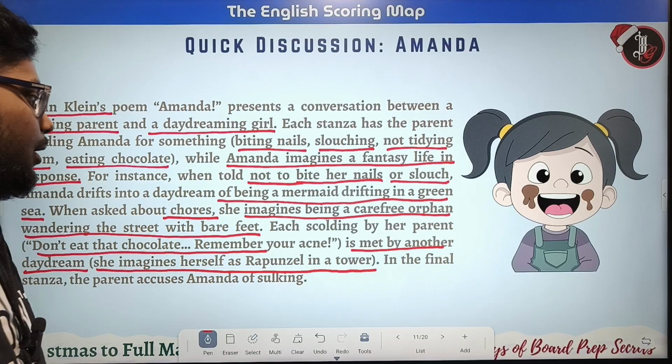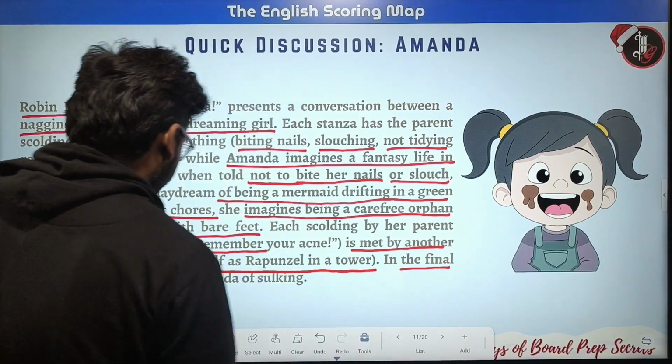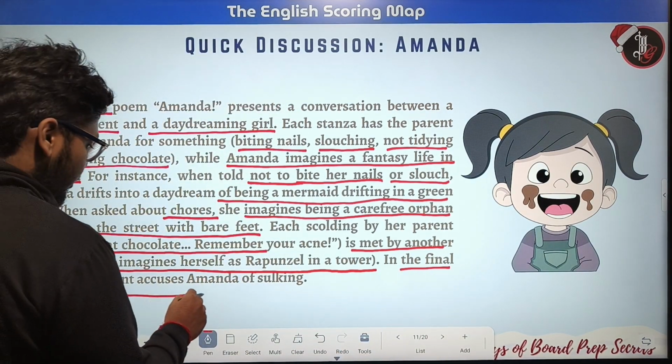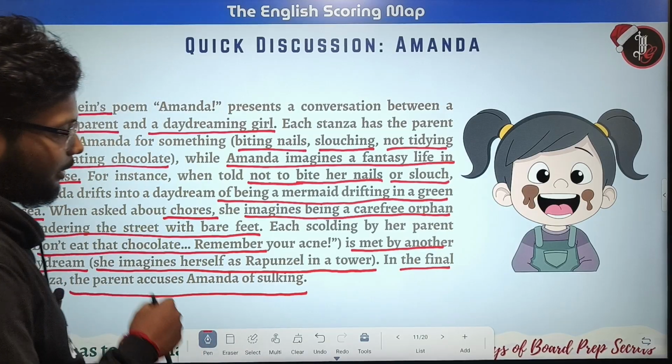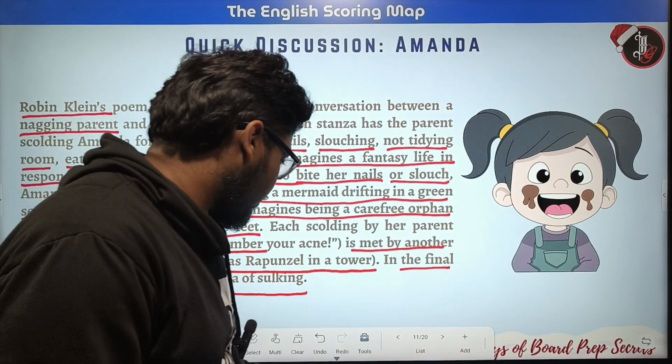In the final stanza, the parent accuses Amanda of sulking. So in the final stanza, the parent accuses Amanda of sulking. So this is very important. You guys can take a screenshot of this. Moving on to the next topic.